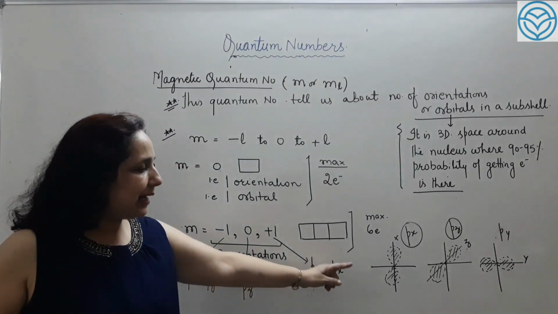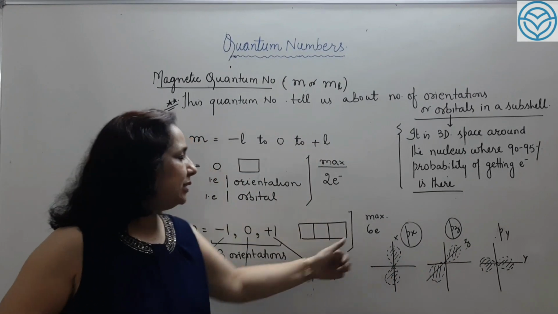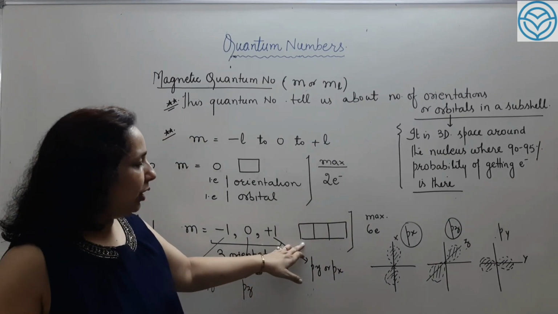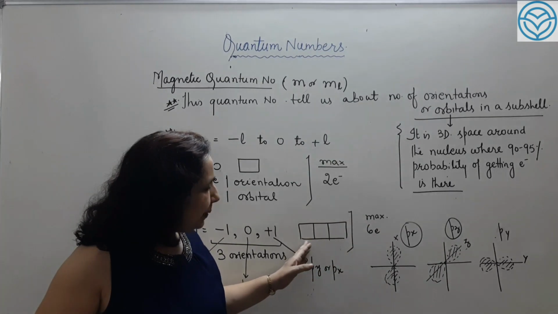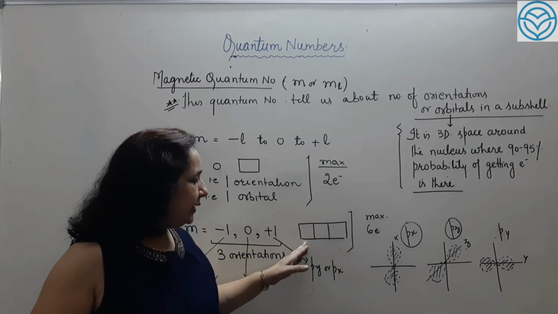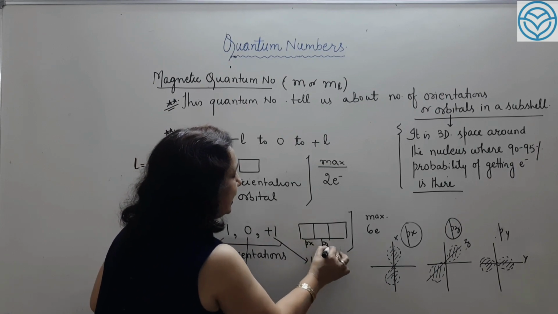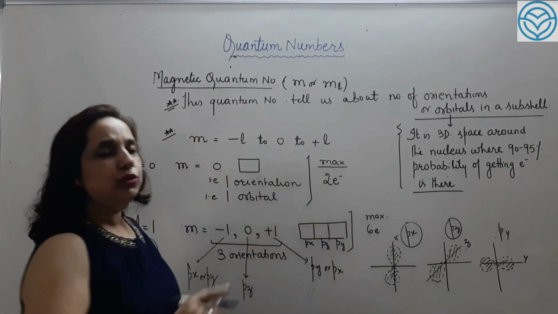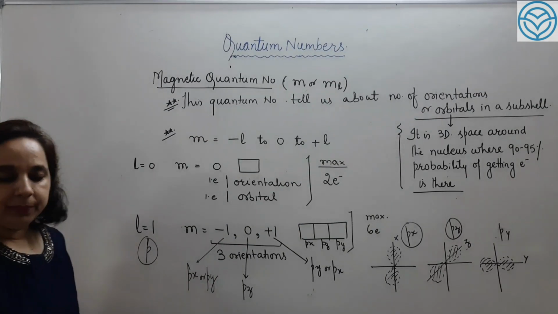And each orbital can have how many electrons? 2 in this, 4, 6. A total of 6 electrons can be there. 3 boxes are drawn. As we can't draw these pictures again and again, we just show them pictorially as 3 boxes. One is px, py, pz. We can say this is px, let's suppose, pz, py. These are the names of the 3 orientations. Magnetic quantum number, p subshell.